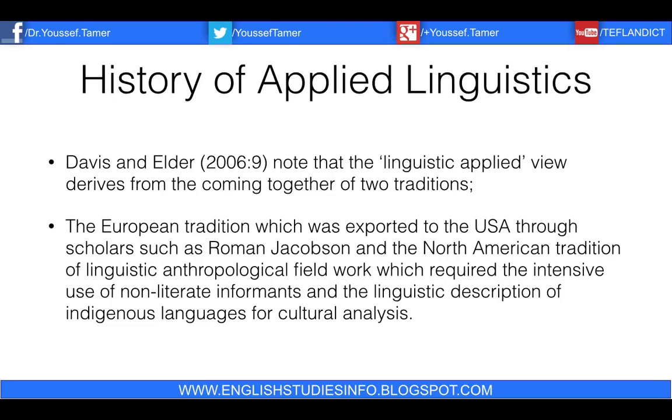So Davis, in relation to this concept, the difference between linguistics applied and applied linguistics. Davis and Elder 2006 note that the linguistics applied view derives from the coming together of two traditions: the European tradition and the North American tradition.